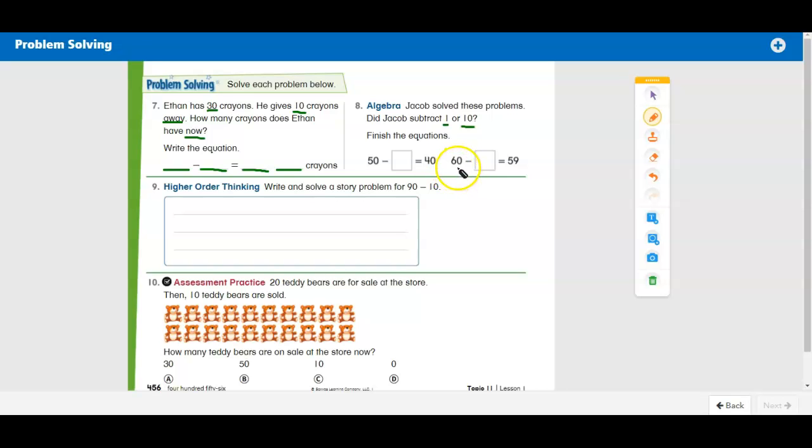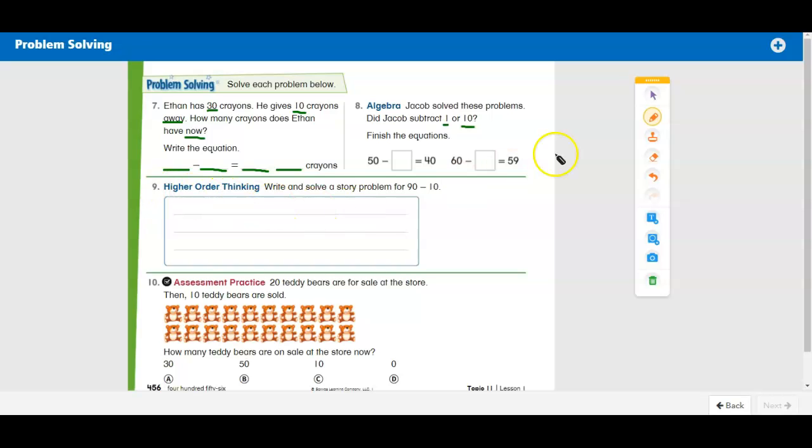For 60 minus blank equals 59, did Jacob say 60 minus 1 equals 59? Or 60 minus 10 equals 59? In the boxes, either write 1 or 10 to solve Jacob's problems on number 8.